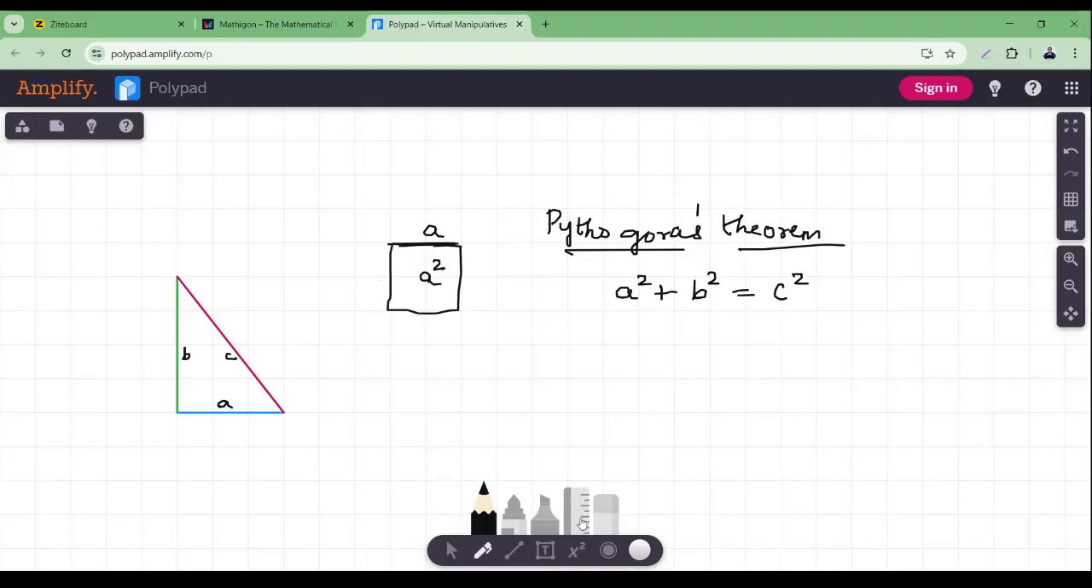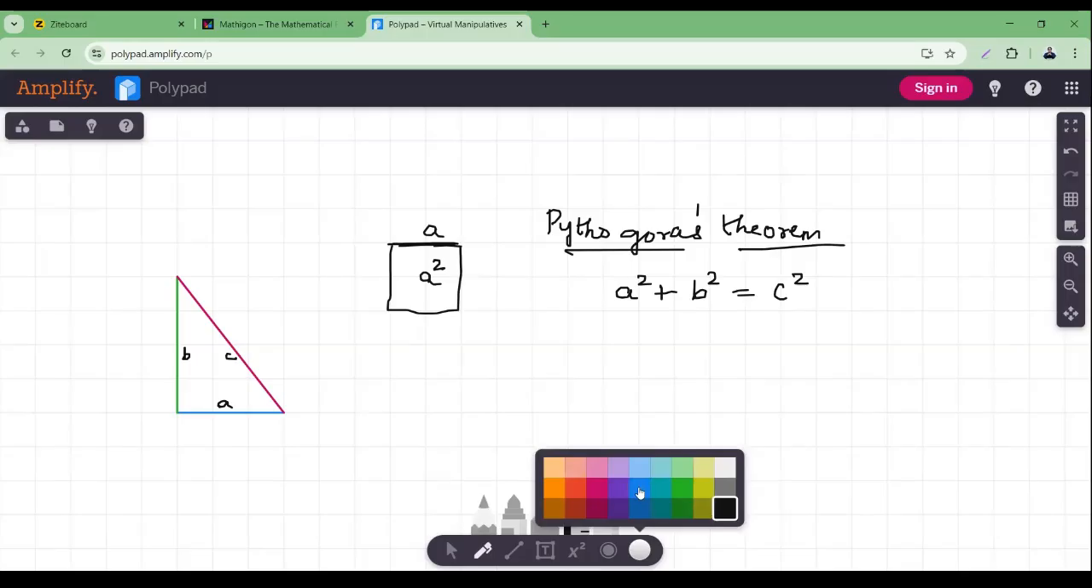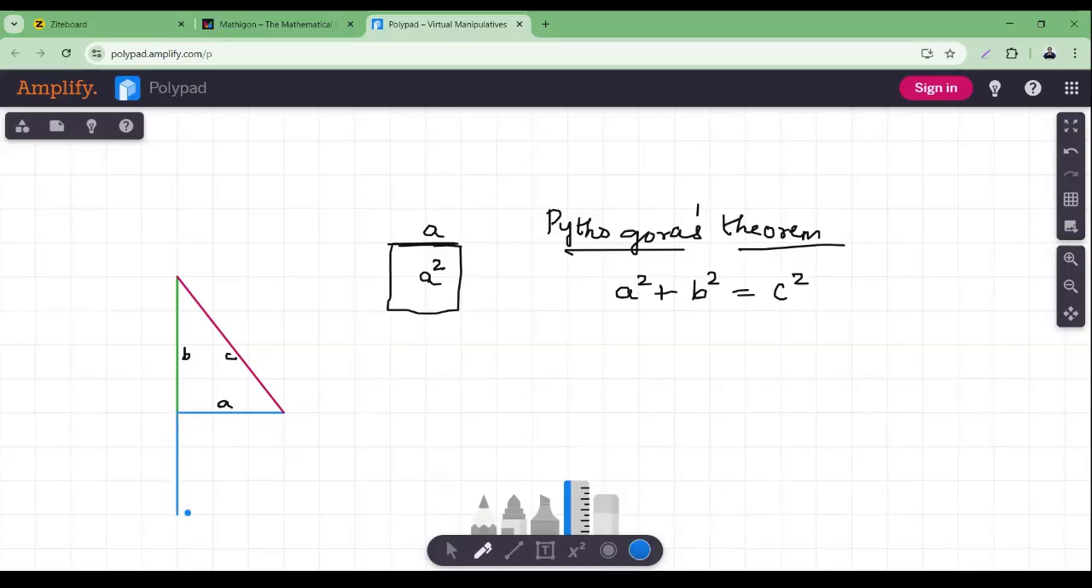So now we're going to draw squares. If 3 is a side here, I am going to draw a square like this, just a square based on this side A. Next, I'm going to draw a square based on this side B, 4 units this side. And I will have it like this.